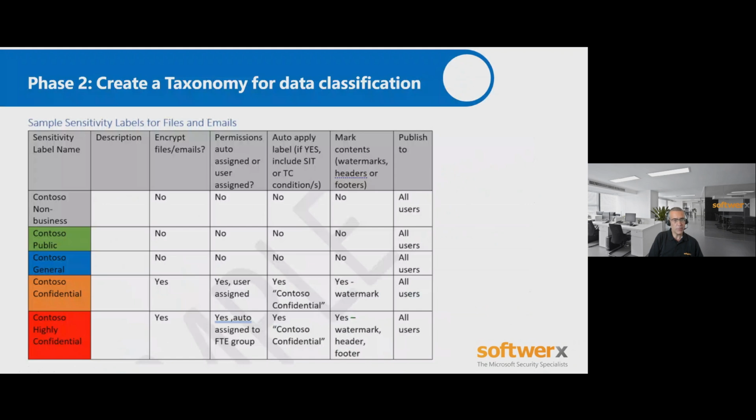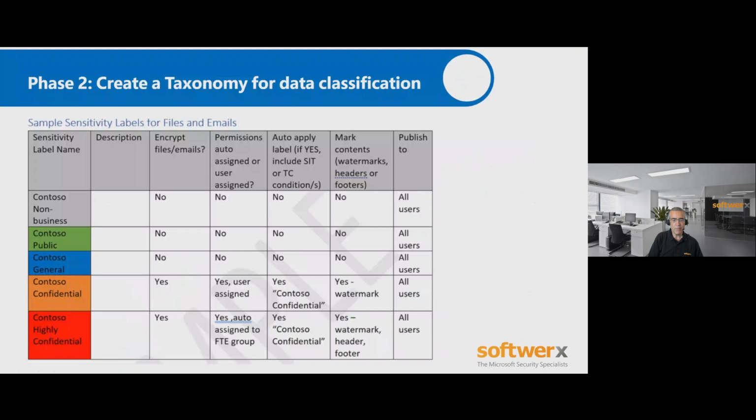Do we want it to be encrypted or not encrypted? Do we just want it to be labeled? Are there permissions that we're going to auto-assign, or are we going to leave it up to the user to classify these documents? If we auto-label it, what is the standard that we want to label documents by default? What other features do we want to include, like watermarks, for example?